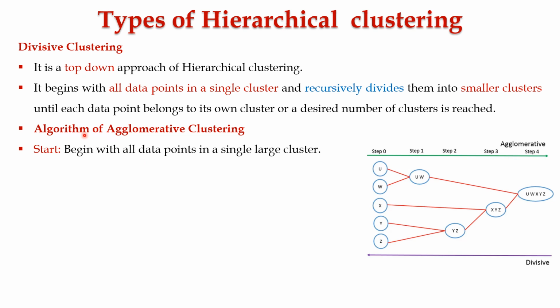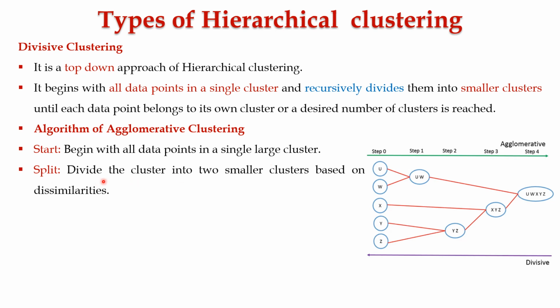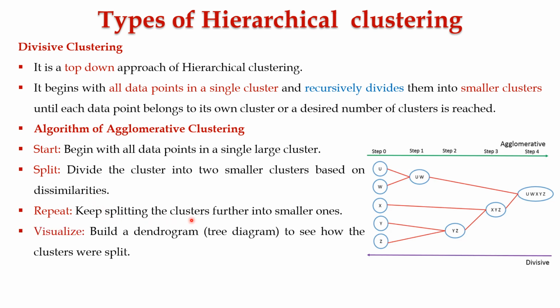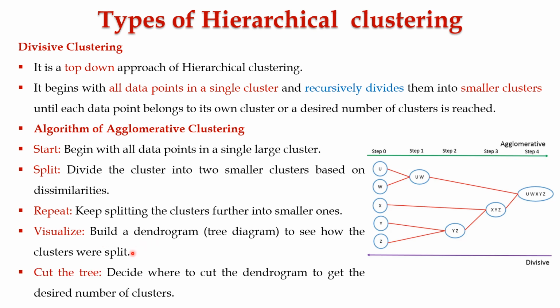So the algorithm for divisive clustering is, we have to begin with all the data points as a single large cluster. Later we have to divide the cluster into two smaller clusters based on dissimilarities. Then we repeatedly keep splitting the clusters into smaller ones. Finally, we use a dendrogram to visualize the clusters which we have split, and we have to decide where to cut the dendrogram in order to get the desired number of clusters.